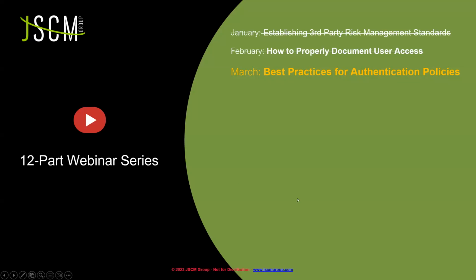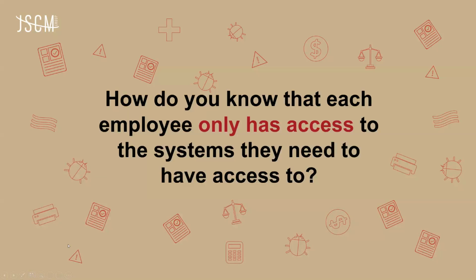What I've liked to do with these webinars is to start with a question. I think that asking a question is one of the best ways to really start the conversation. So our question this month is, how do you know that each employee in your organization only has the access to the systems that they need to have access to? Now, this is a bigger conversation, and we started this a little bit last month with our user access discussion.